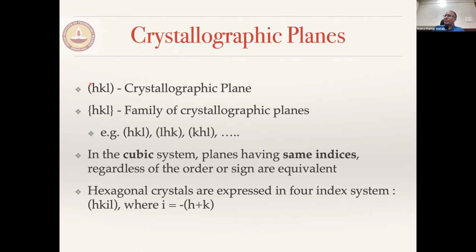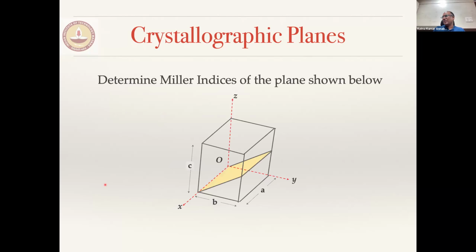So a crystallographic plane is represented by HKL with parentheses, and a family of crystallographic planes are permutations of H, K and L with curly braces. In cubic system, the planes having same indices regardless of the order are equivalent. Okay, forget about hexagonal crystal system.